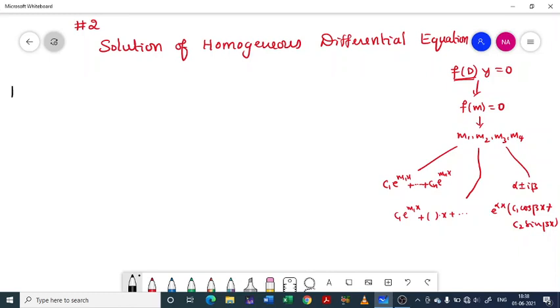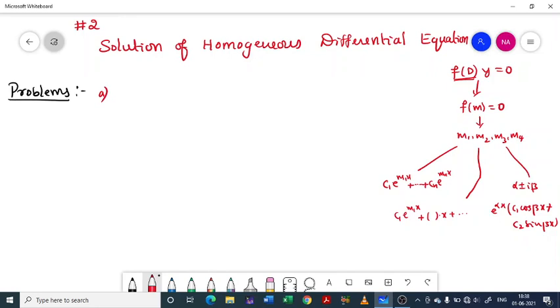Problems. Solve the following differential equations. Nothing is mentioned whether it is homogeneous or non-homogeneous. Only thing is solve the following differential equations. So the first problem I am going to consider is this one.